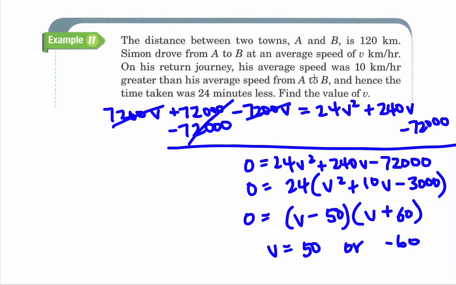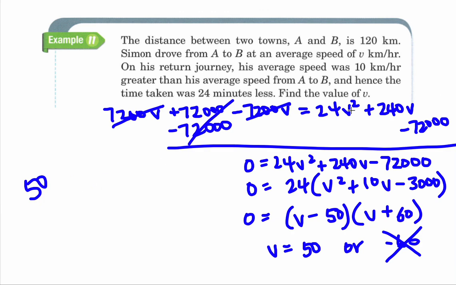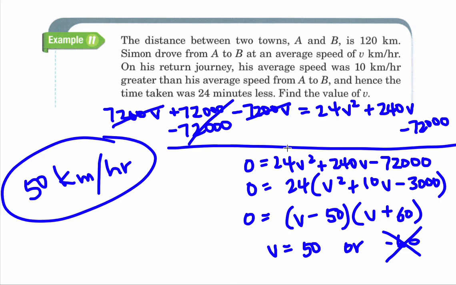However, we're talking about speed, so we're going to have to reject that negative 60 as a possibility, and we're going to go with 50, what is this, miles per hour, which is a very respectable, oh wait, kilometers per hour. It's a reasonable speed. It's not too ridiculous. It makes sense. 50 kilometers per hour.